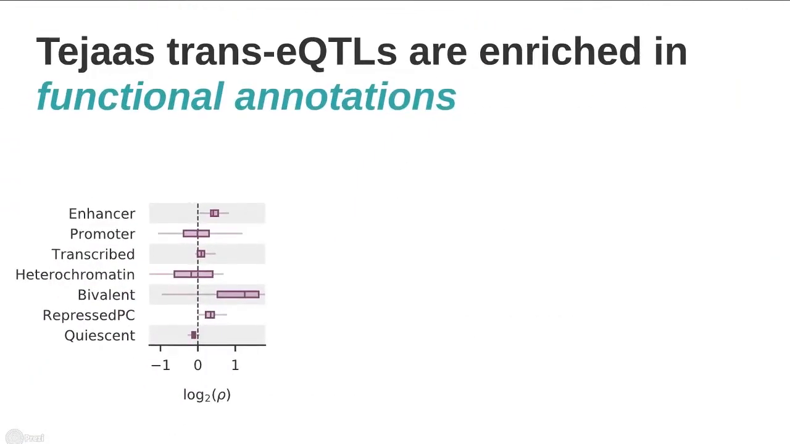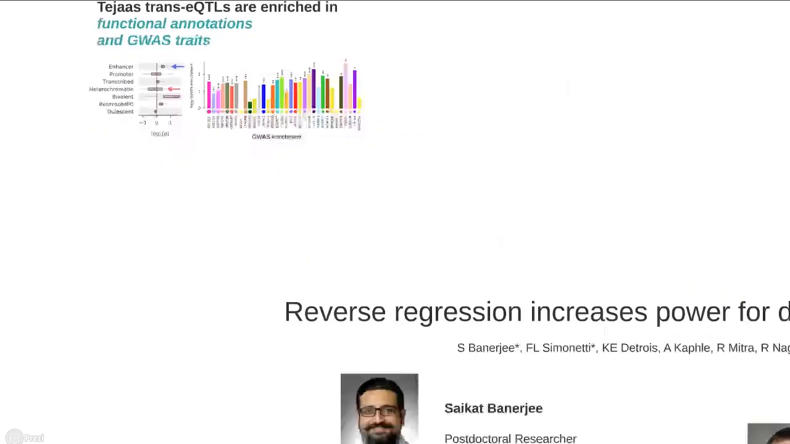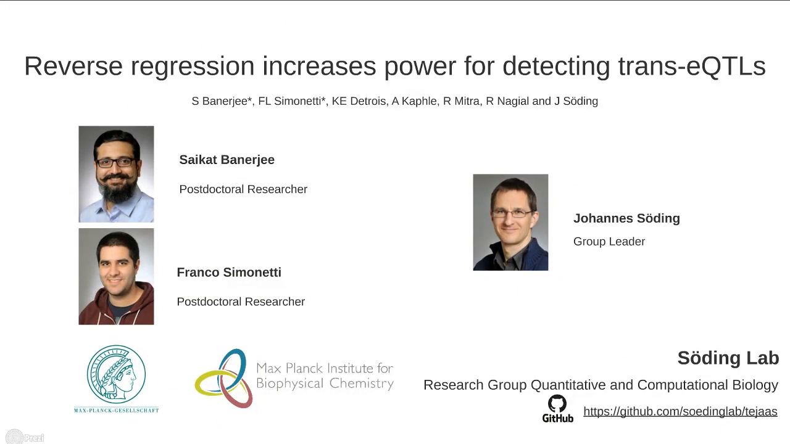Further analysis supports our results, with trans-eQTLs being enriched in functional annotations. They are more likely to occur within enhancer regions and less likely to occur in heterochromatin regions. Statistically significant enrichments are also found across GWAS traits. We expect these findings could help us better understand the genetic architecture of complex traits and diseases. If you would like to know more, check out our bioRxiv preprint.